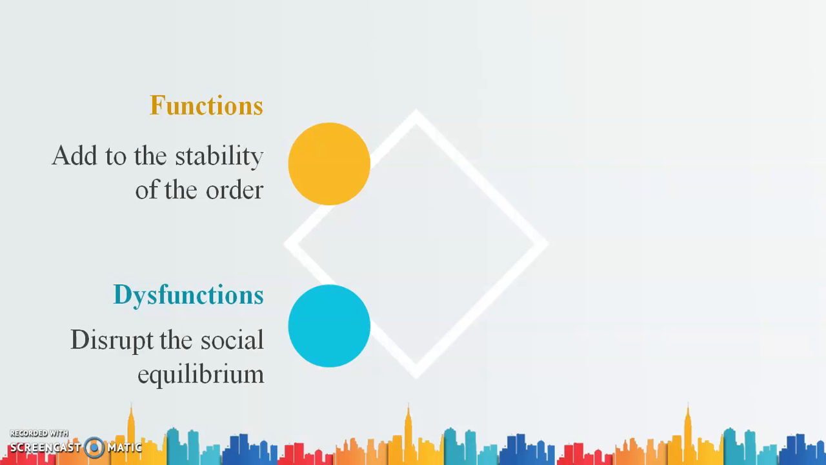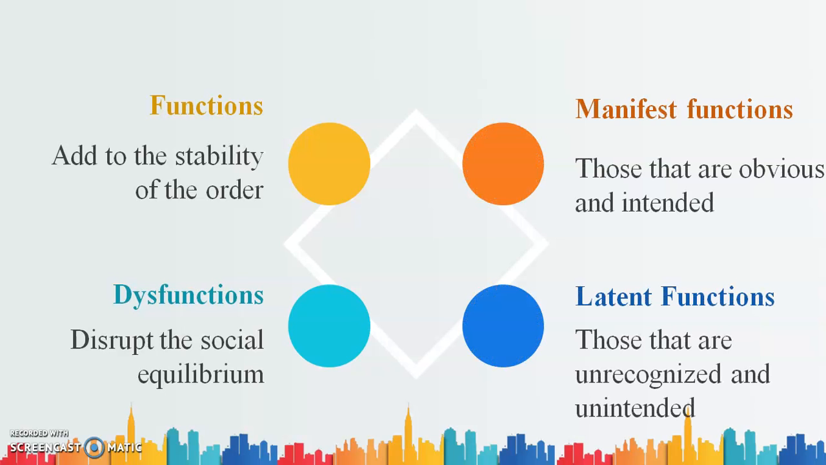Functionalism makes a distinction between manifest functions and latent functions. Manifest functions are obvious and intended, which means the functions can be perceived and planned. We can see the functions and we can recognize them. Latent functions are unrecognized and unintended. They are not planned and they cannot be recognized.